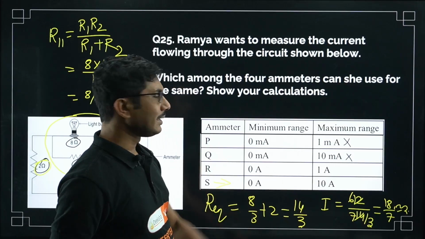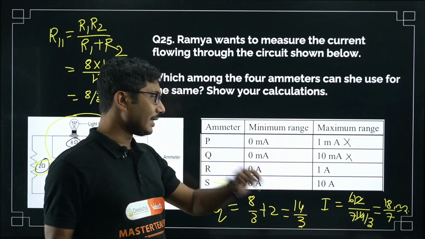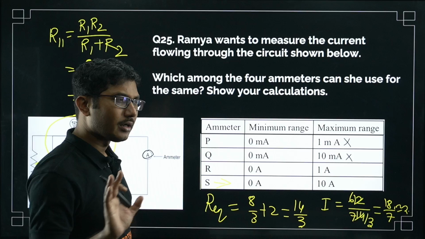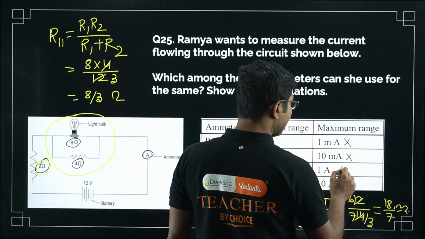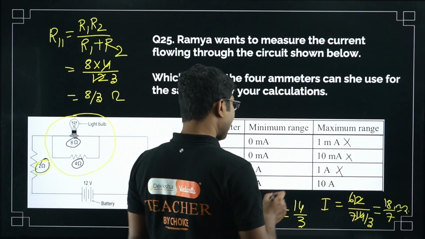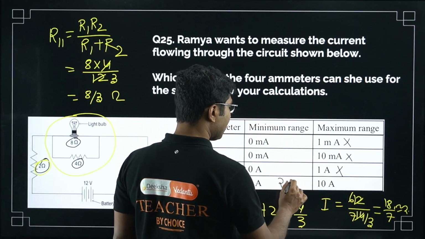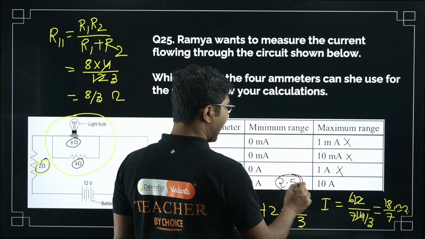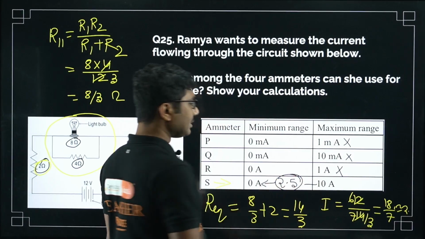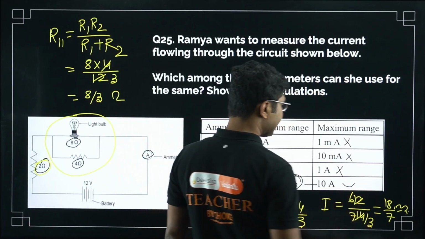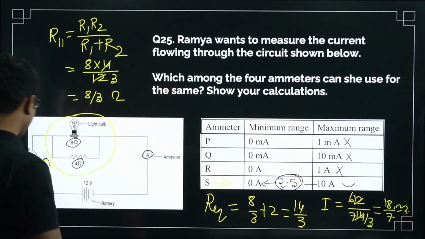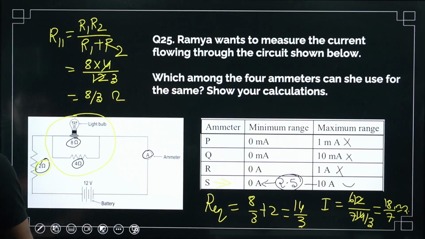If it was 21, then it would have been 3. It is 18, that means it is 2.5, right? So it will be more than 1 ampere, so it is also not possible. So you want to measure some current which is approximately 2.5. Now 2.5 can only be measured when it is between 0 and 10 ampere. So definitely we will use this ammeter, right? Let's move on.